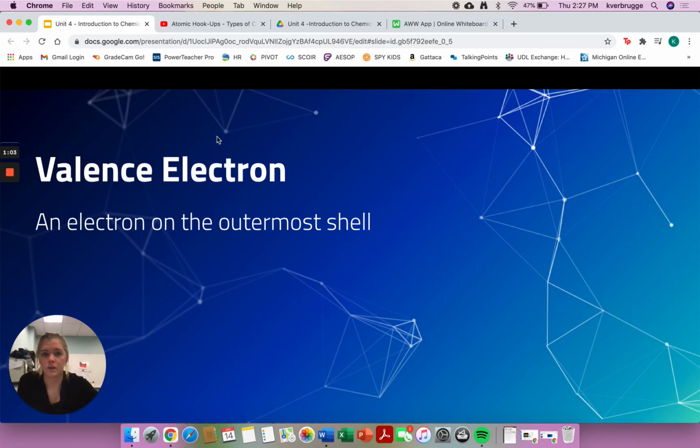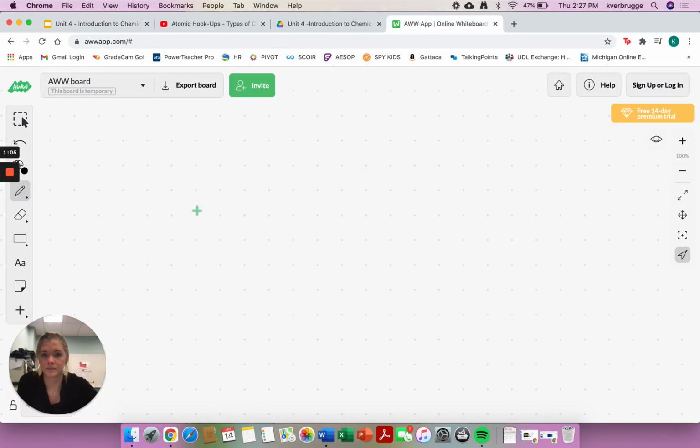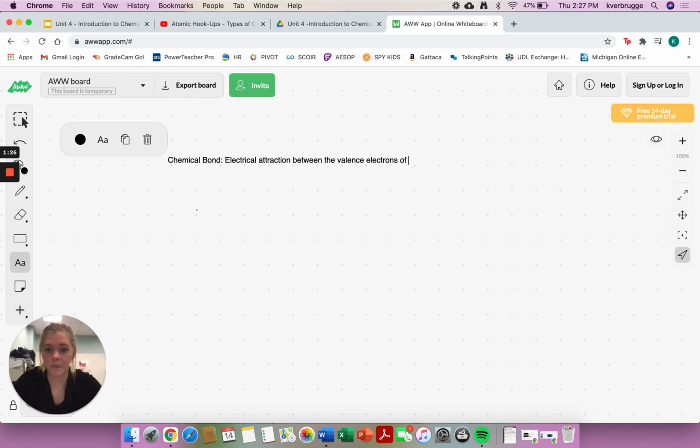So if we go over to our little whiteboard here, I'll type in here. So again, just to reiterate, a chemical bond, we know it holds two things together to make a compound or a molecule, and this is caused by the electrical attraction between the valence electrons of atoms. Okay, so the electrical attraction between the valence electrons of atoms. So the valence electrons interact to form these bonds. And there's two different types of bonds.